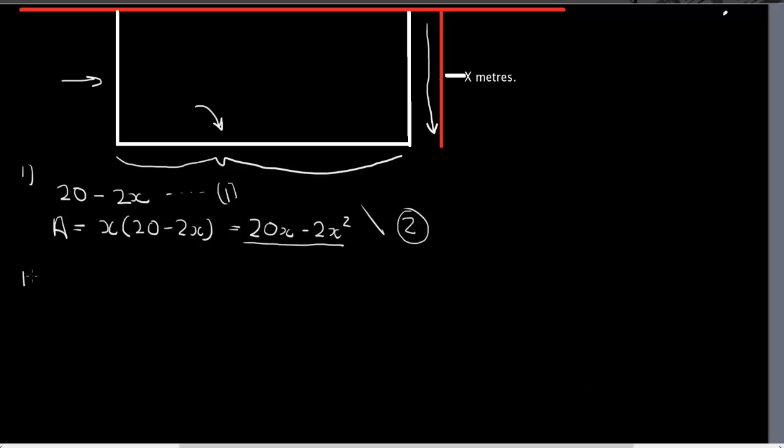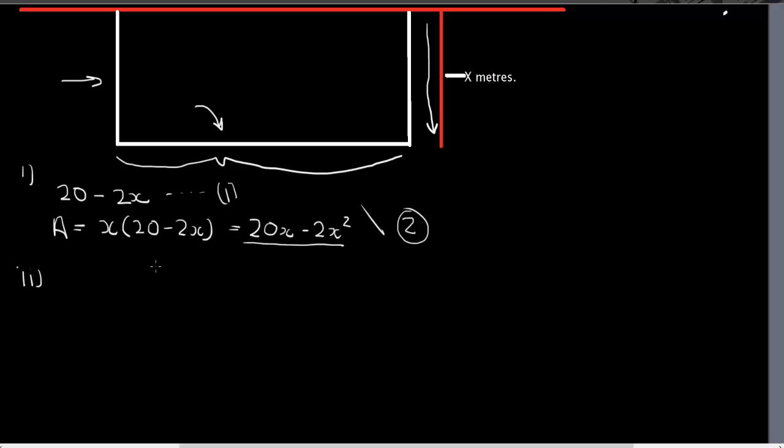So for part 2, well, where does differentiation come into it? Well, the area varies with the value of x. As x changes, so the area changes. When we've got a maximum value for the area, then the gradient of the curve is going to be 0. So first of all, we need to find an expression for the gradient of the curve.